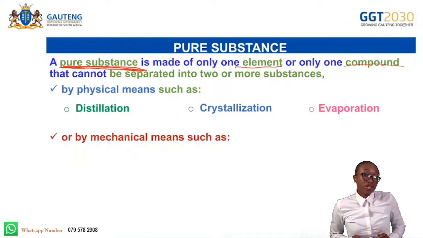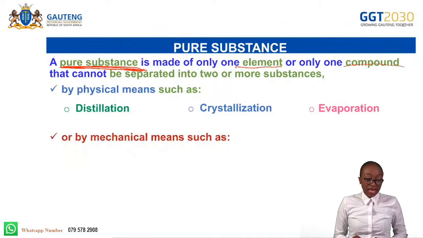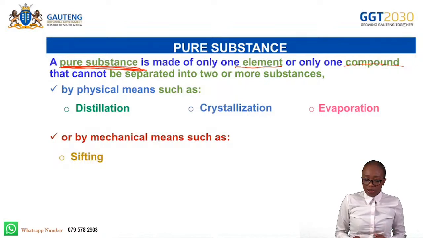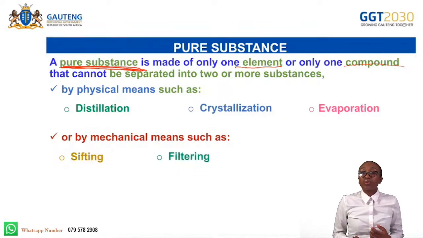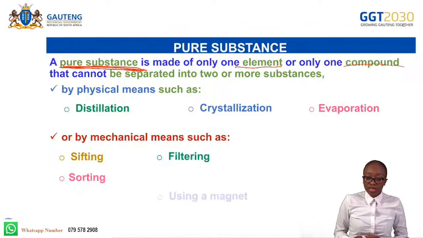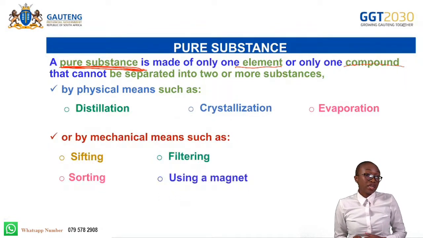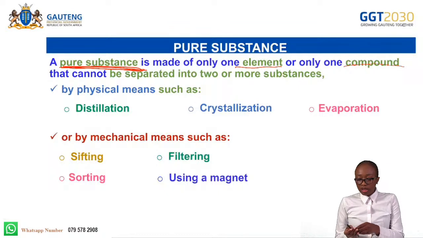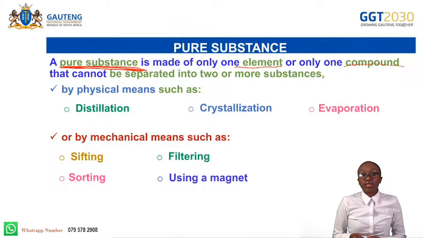Another method of separation is mechanical means. So you cannot use mechanical means either. Mechanical means such as sifting, so you can't sift to separate a pure substance. You cannot filter to separate a pure substance. You cannot use sorting to separate a pure substance. And you cannot use a magnet to separate a pure substance. So if you have a pure substance such as iron nails, you can't bring a magnet to try and separate.